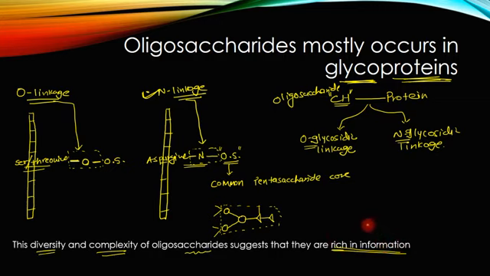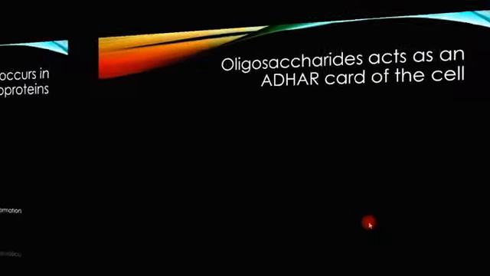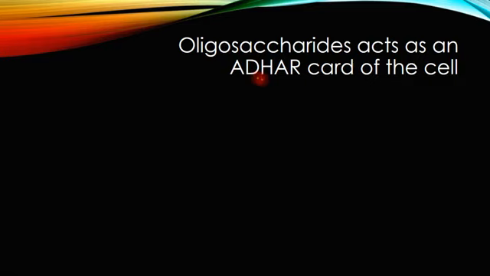Now, what information does this oligosaccharide part provide? Oligosaccharide acts as an Aadhaar card of the cell. We know that in India, in our country, Aadhaar is the identity card of a particular person. So similarly, oligosaccharide acts as an Aadhaar card of the cell. How? Because in the human body there are many cells, and one cell recognizes another cell. So cell-cell recognition takes place because of this glycoprotein, and particularly because of this glyco part, which in our case is the oligosaccharide.